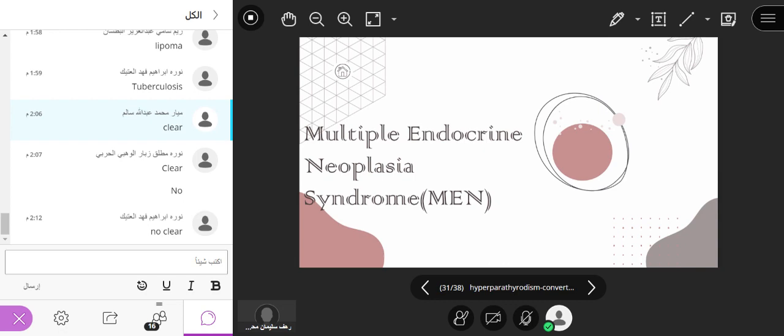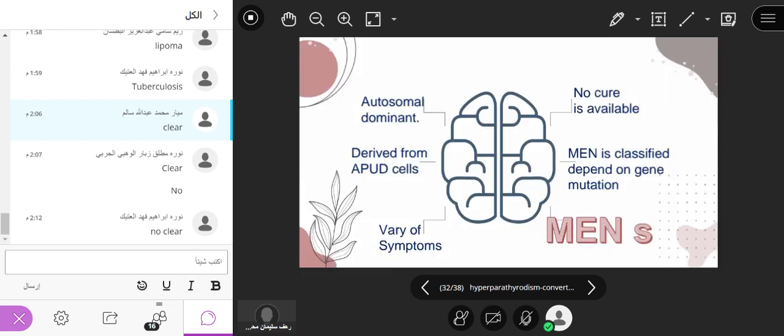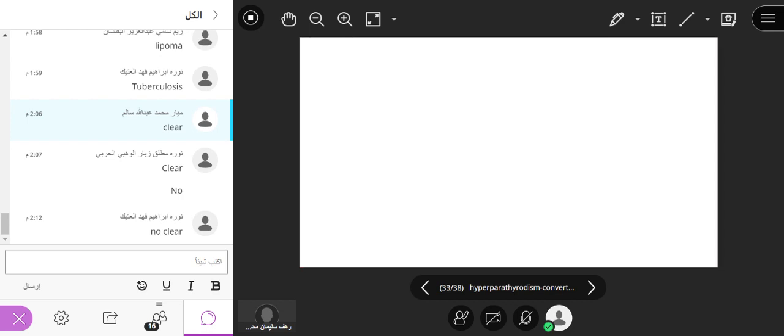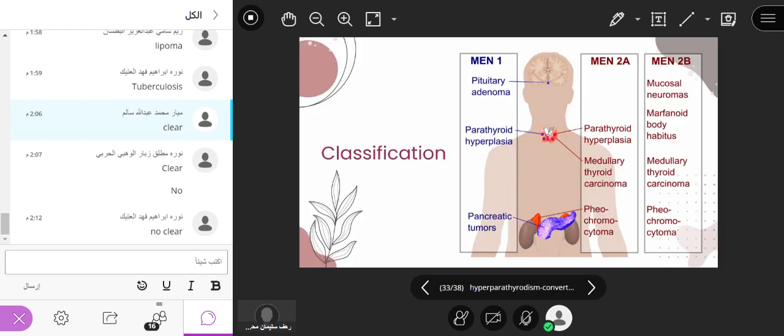Finally, I'm going to talk about MEN syndrome. MEN syndrome is autosomal dominant. It's derived from APUD cells. It has a variety of symptoms. It's not curable, it's manageable. MEN is classified depending on gene mutation, and this is the classification.